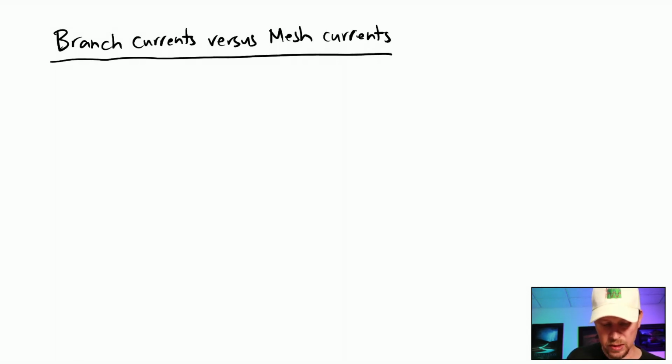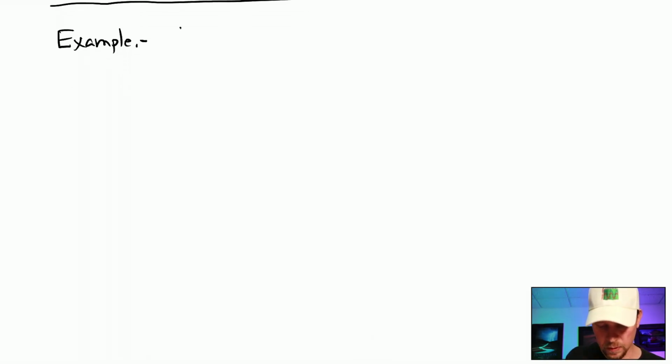So the next topic of discussion is on the distinction between branch currents versus the new mesh currents. And the way I'm going to bring out the distinction is through an example. Right. Suppose that you had the following circuit. So consider the following circuit.